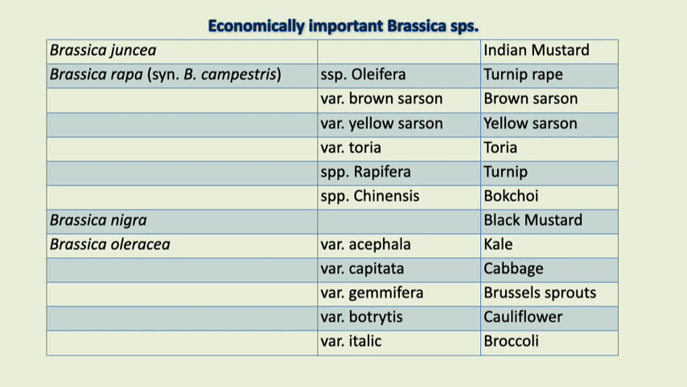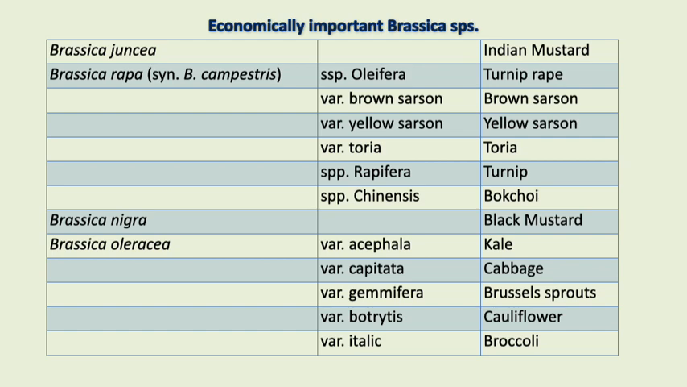Economically important Brassica species are Brassica juncea, Indian mustard, Brassica rapa, synonym Brassica campestris, subspecies oleifera is turnip rape, variety brown sarson is brown sarson, variety yellow sarson is yellow sarson, variety toria is toria, subspecies rapifera is turnip, chinensis is bok choy, Brassica nigra, as I told you earlier, also black mustard. Brassica oleracea, variety acephala, is kale.